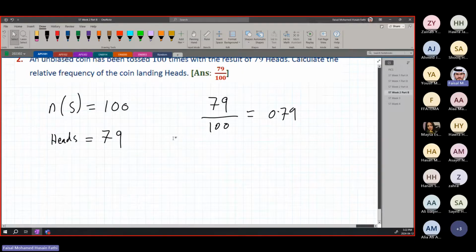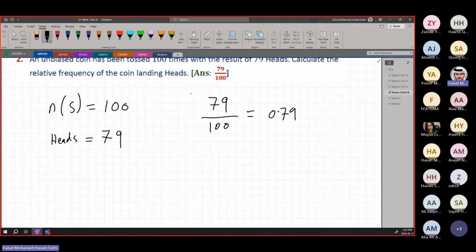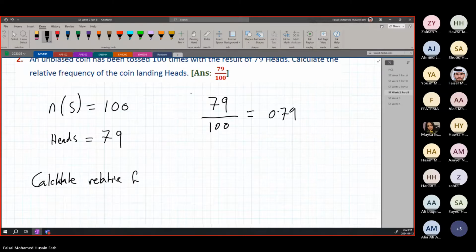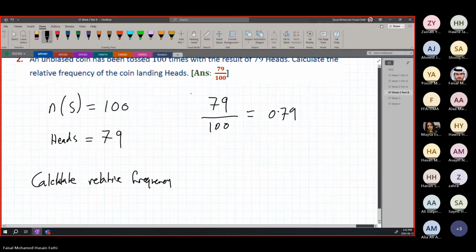In this same question, I'm going to add another one. So it says calculate the relative frequency of the coin landing heads. Now, I will say calculate the relative frequency of tails.